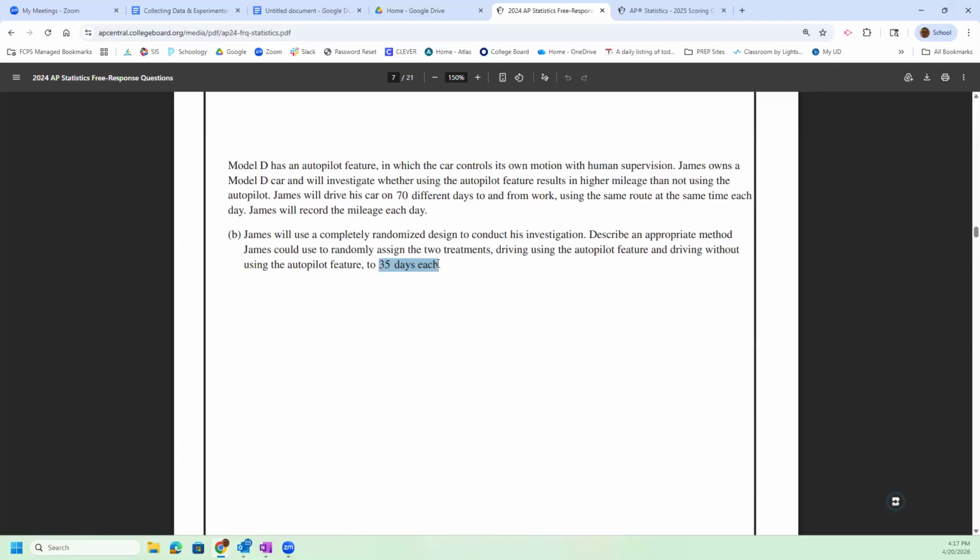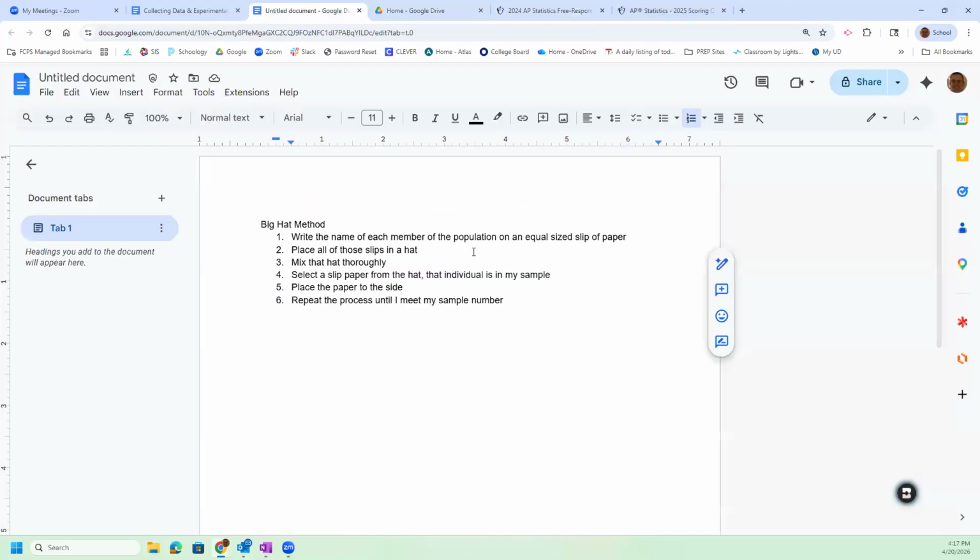So, if you're ever asked to describe a random process, I want you to please use the big hat method. The only modification you may run into is you may have to do multiple hats, like we did in this case with A, B, C, D, E. We had to have 5 hats. Does that make sense in terms of understanding a random process?